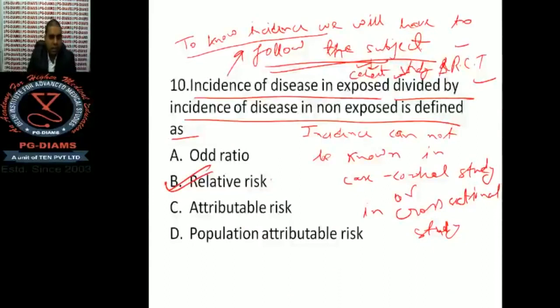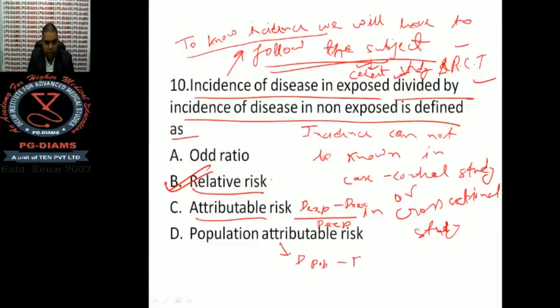The question was: incidence of disease in exposed divided by incidence of disease in non-exposed is defined as, answer is relative risk. Okay, attributable risk is disease in exposed minus disease in non-exposed divided by disease in exposed. Simple. And in population attributable risk we have disease in population minus disease in non-exposed divided by disease in population.